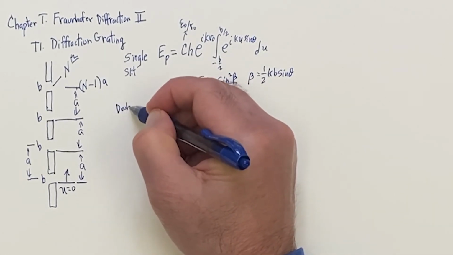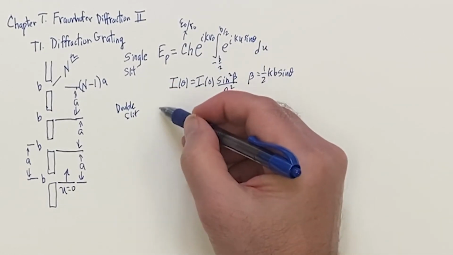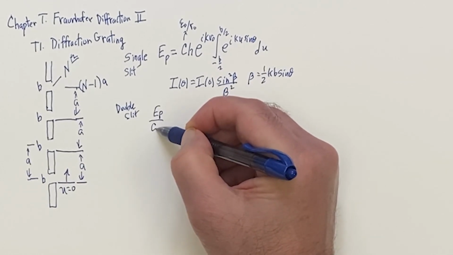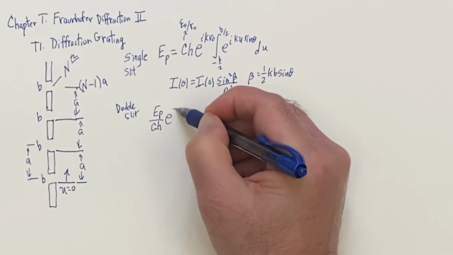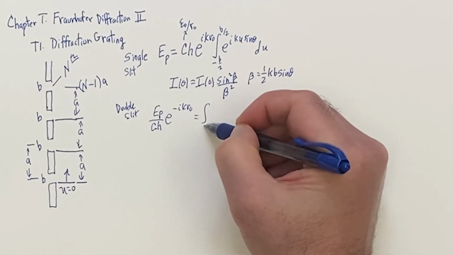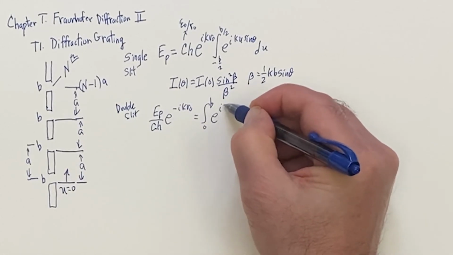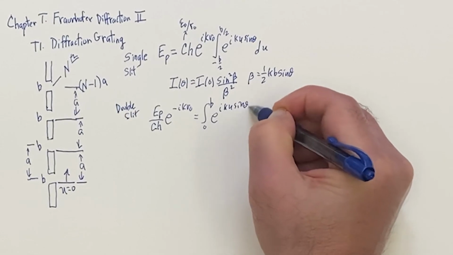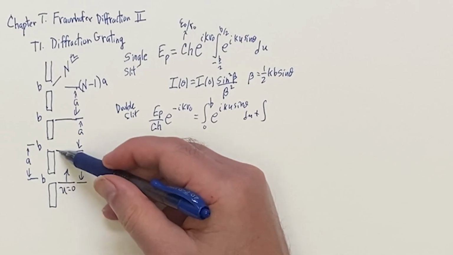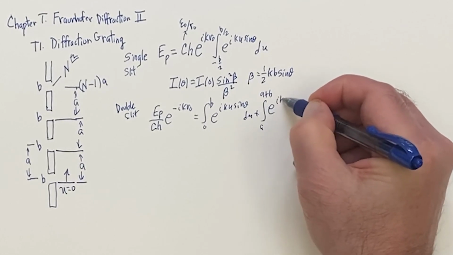For the double slit, we had to do two integrals, and let's write the constant on the left this time with the e to the minus i k R naught, so I can focus on the integration. Then we went from 0 to B and had the same integrand. And then we went from A to A plus B. Did that integral.